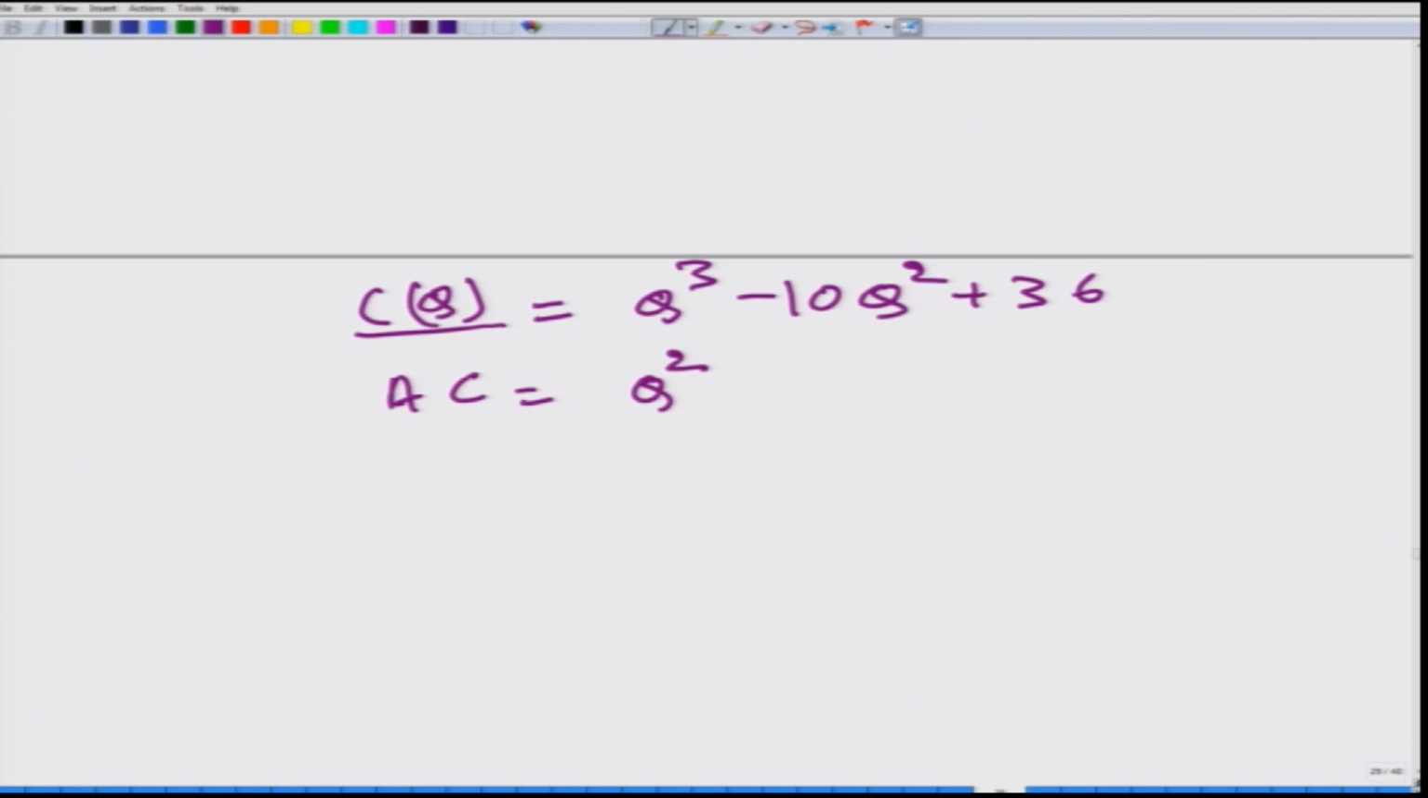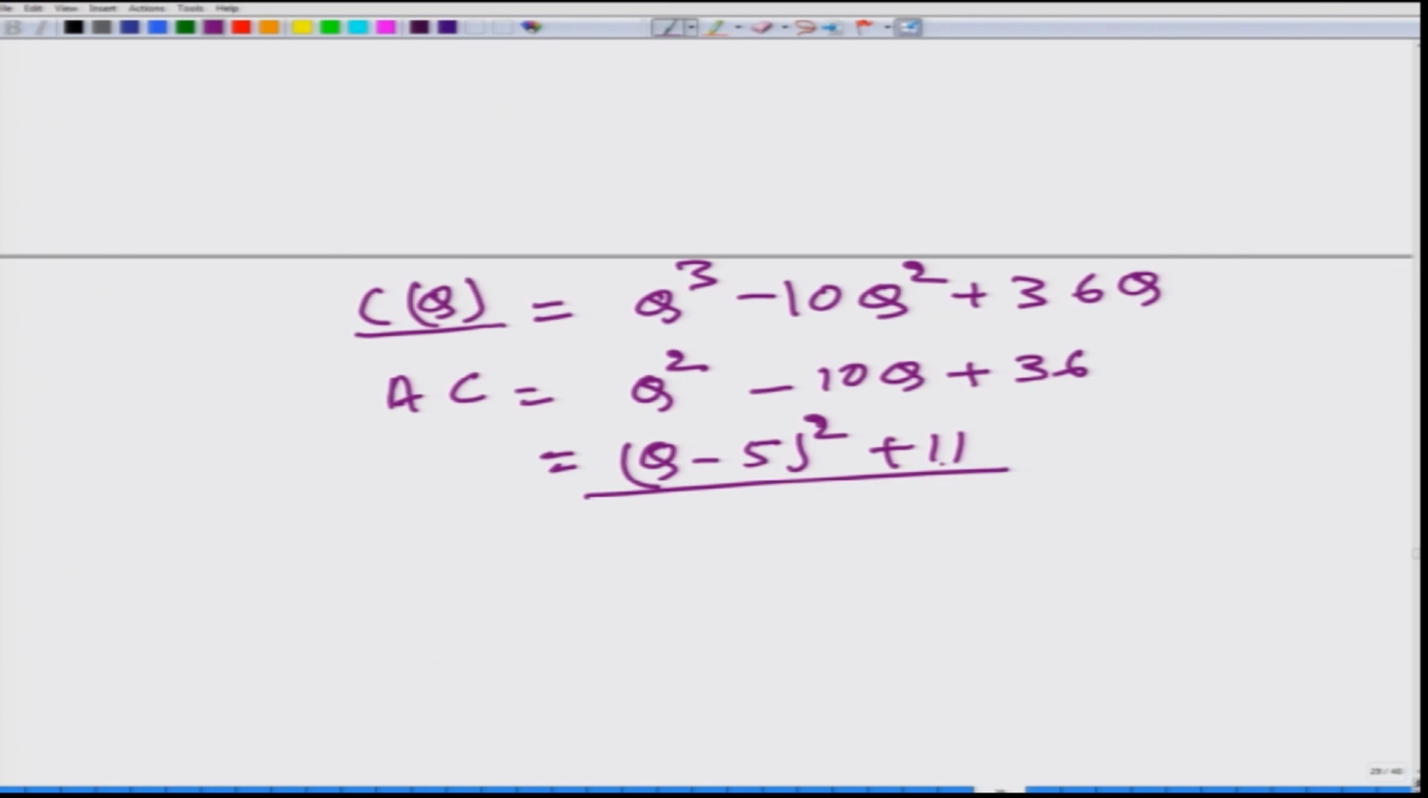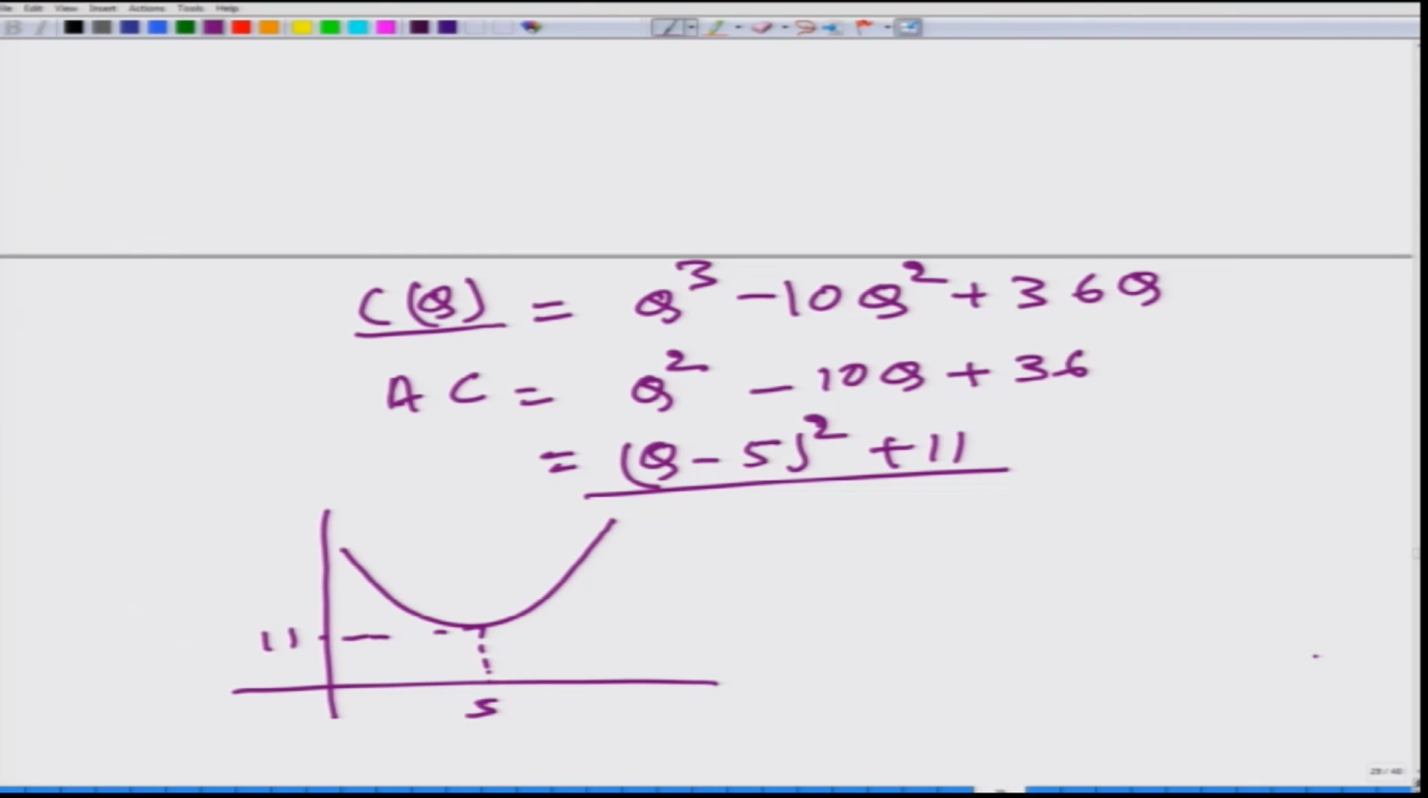Which comes out to be Q square minus 10 Q plus 36, and this can be rewritten as (Q minus 5) square plus 11. This is a quadratic equation if you are aware. So, this is the way the long run average cost is going to look like. So, this is 5, this is 11. Okay. That is the minimum price.